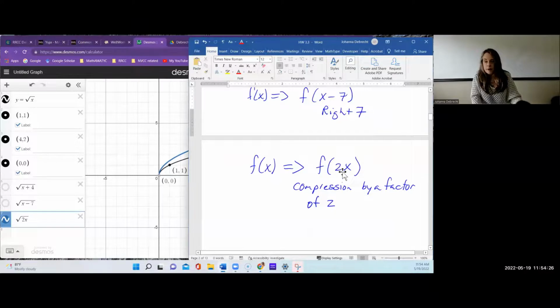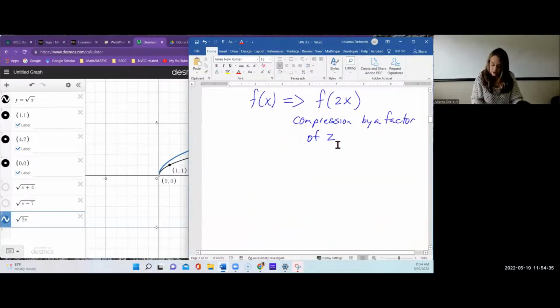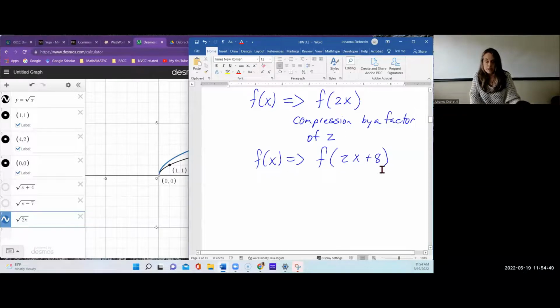Now, what if we have a bunch of stuff on the inside? Remember that we have this b quantity x plus c. Let's take a look at what happens when we have a transformation that's more complicated on the inside. In fact, the most complicated I can imagine. If I have something like 2x plus 8, what is this going to do? You might think that this was going to be, again, a compression because it does the opposite to what I expect by a factor of 2, and a shift to the left, again, doing the opposite to what I expect by a factor of 8, but you'd be off.